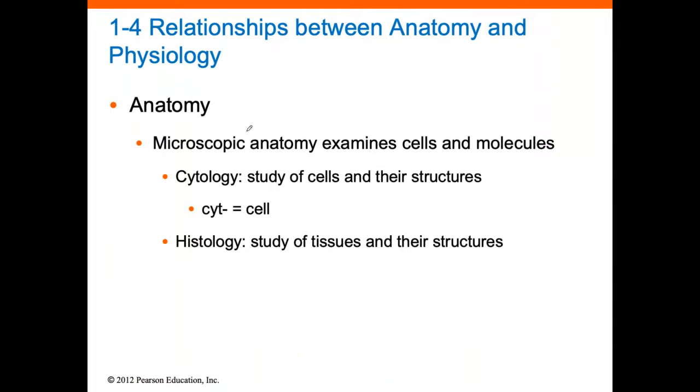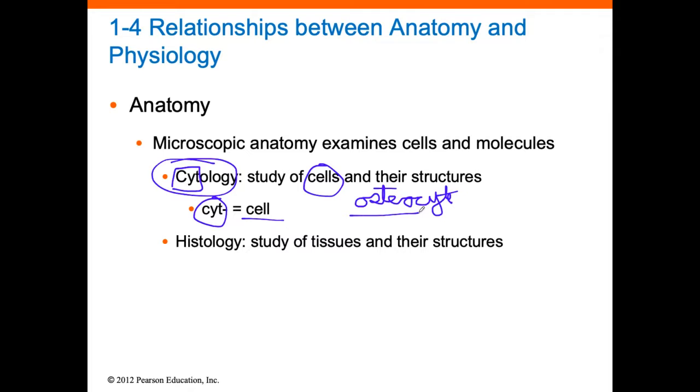When we talk about anatomy and physiology, when we study the cell, we call that cytology. Whenever you see the word cyte, C-Y-T, it means cell. So if we're talking about an osteocyte, well, what type of cell do you think an osteocyte is? Osteo means bone, so it's got to be a bone cell.